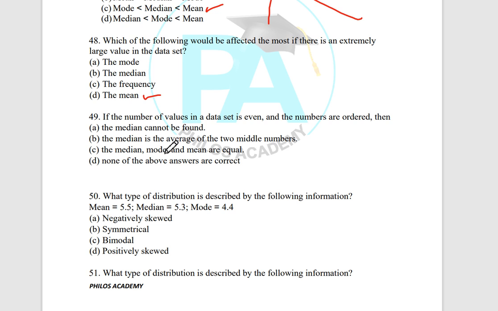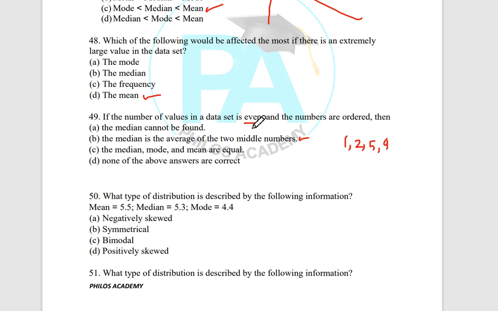49 says, if the number of values in a data set is even, and the numbers are ordered, then A, the median cannot be found. B, the median is the average of the two middle numbers. C, the median, mode, and mean are equal. And D, none of the above. The answer is B. If you remember, let's say 1, 2, 5, 9. You see that we have 1, 2, 3, 4. There are 4 numbers. That's what they mean by even here. If there were 5 numbers, they would be odd.